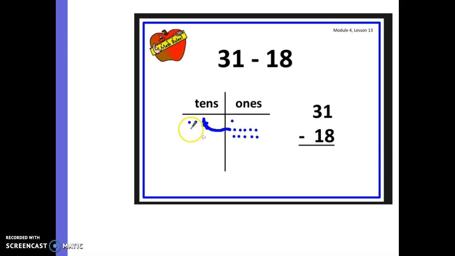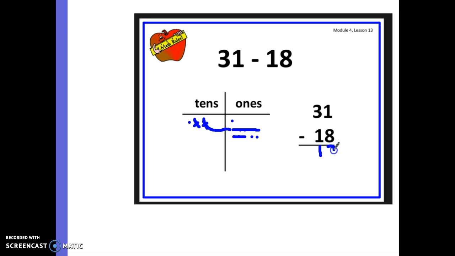So can I now take away 18? I can. So I'm going to take 1 10 away, crossing it out. And then I'm going to cross out 8 1s. So here's my 5, 6, 7, 8. Okay. So now what do I have left? I have 1 10 and 3 1s. So my answer is 13.